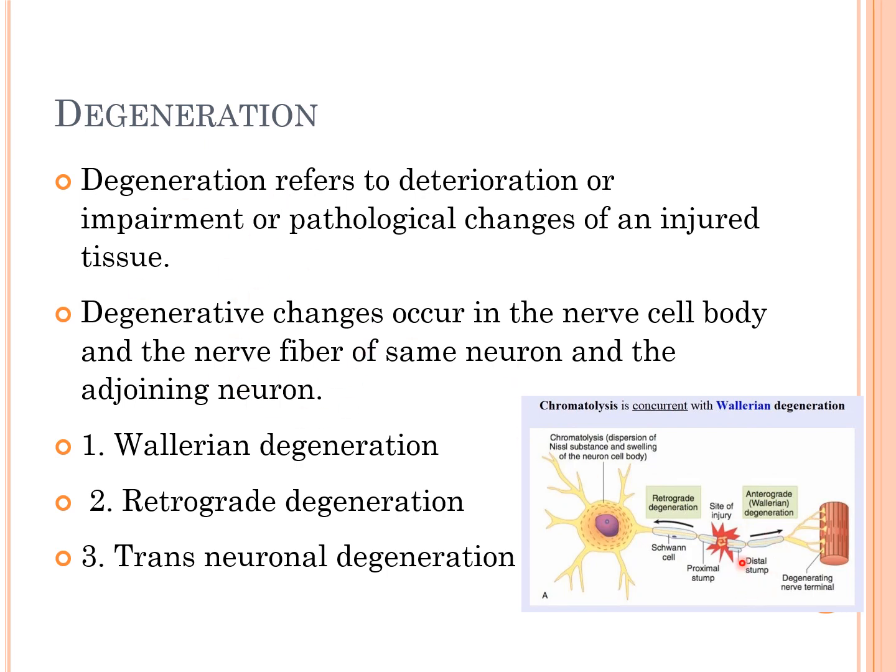Here you can see this is the site of nerve injury, and distal to the site of injury there are some degenerative changes which occur, and even proximal to the site of injury degenerative changes occur. Based on this, these degenerative changes are classified as Wallerian degeneration, retrograde degeneration, and transneuronal degeneration. What is meant by Wallerian degeneration? It is also called anterograde degeneration, where the degenerative changes which occur distal to the site of injury are called Wallerian degeneration, and the degenerative changes which occur proximal to the site of injury are called retrograde degeneration.